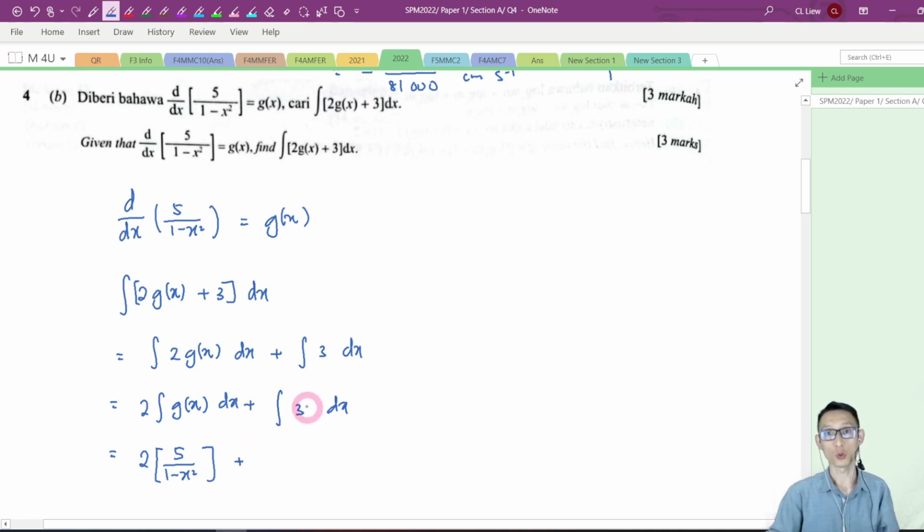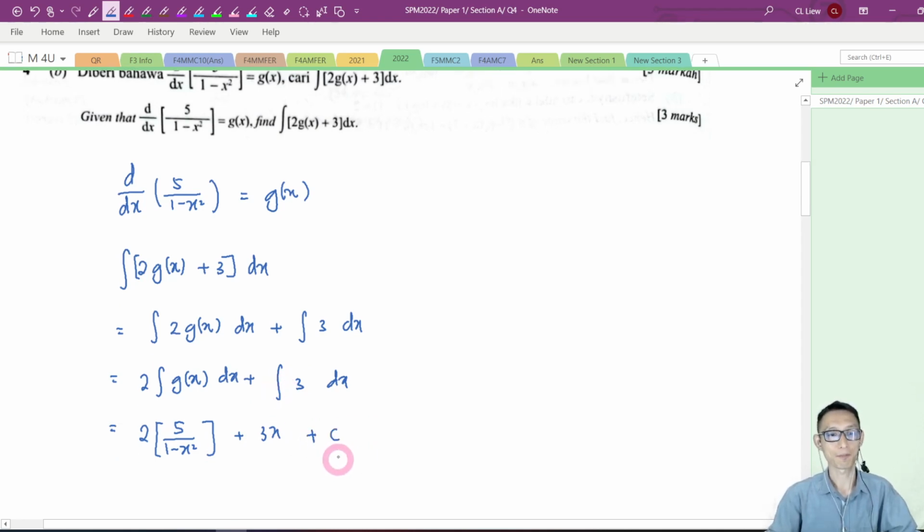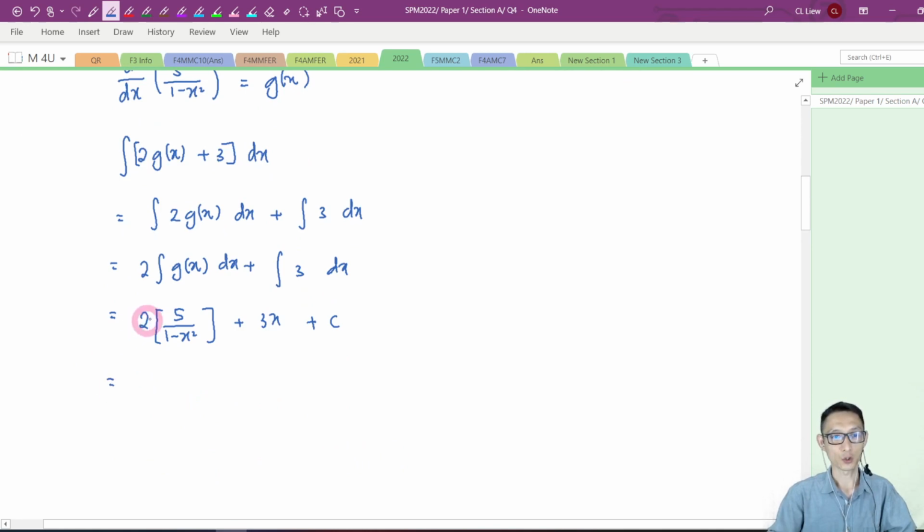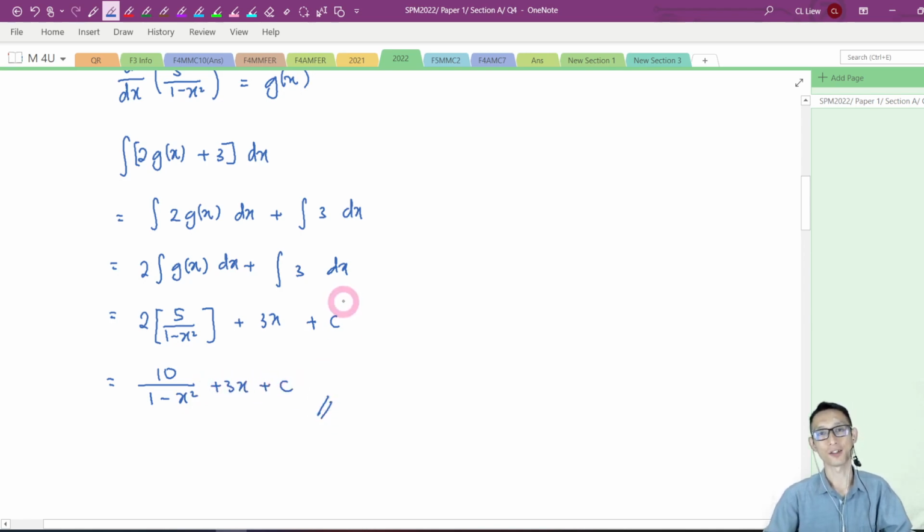Okay, this one we need to do ourselves. Integrate 3, it will be 3x, and this is an indefinite integral, so we need to add a c at the back here. Okay, 2 times the whole thing, minus x squared plus 3x plus c. Okay, this is the answer for part B.